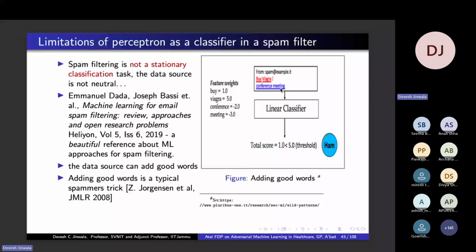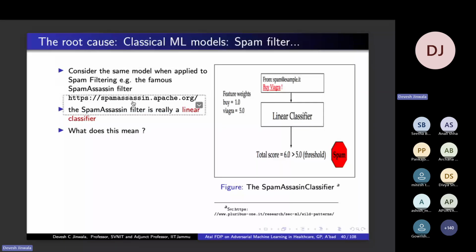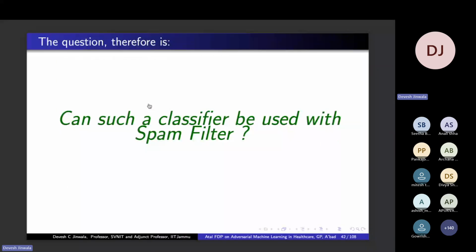So because 1 is less than the threshold which has been set by the spam filter, this mail would not be classified as spam by the SpamAssassin filter. Remember I said earlier, one of the most popular spam filters, which is known to be a very powerful spam filter, is SpamAssassin. Even this filter would fail in such cases because it is using a linear classifier. That's why I raised the question here. Can such a classifier be used for spam filtering in the presence of adversarial machine learning?